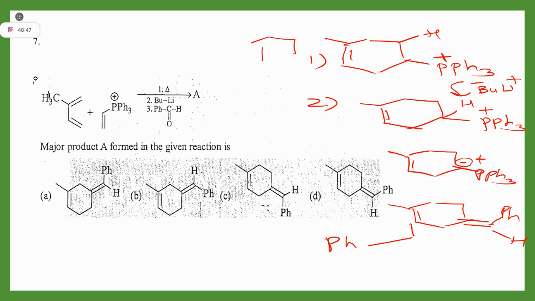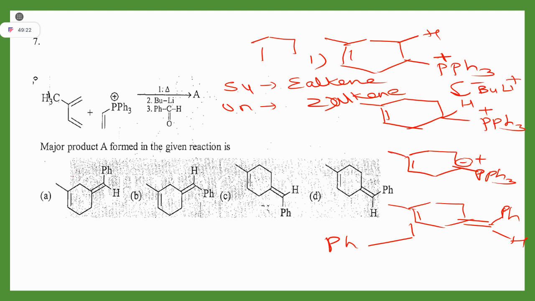Very good. Ylides can be of two types. Either it can be stabilized or not stabilized. Stabilized with respect to what? This carbanion, right? Since this carbanion is stabilized by nothing, this will come under the category of unstabilized ylide. And we know that for stabilized ylide, we get E alkene, and for unstabilized, we get Z alkene. Okay, students. So which is the most appropriate answer?